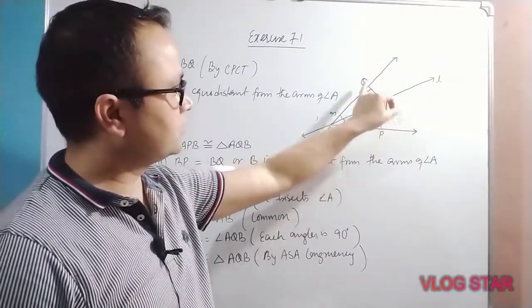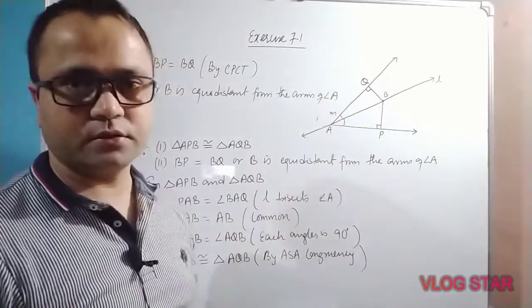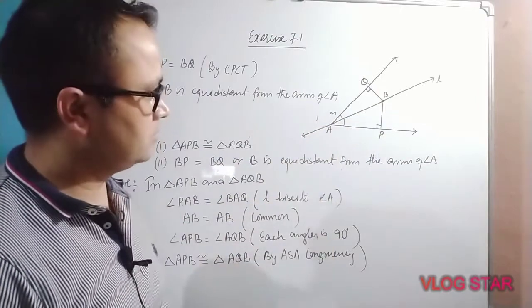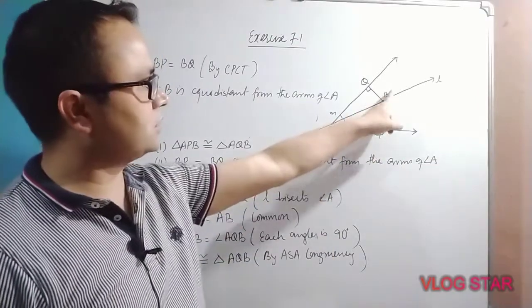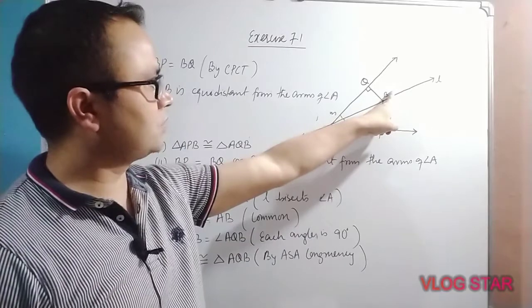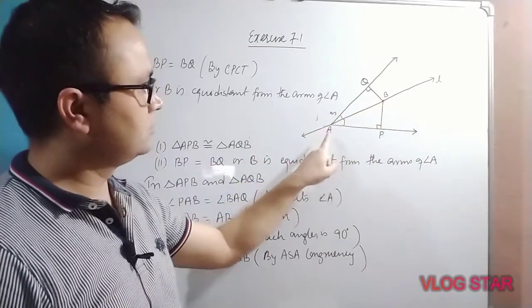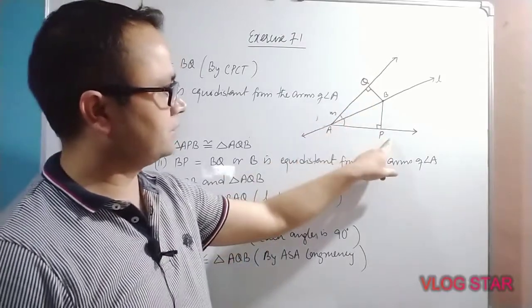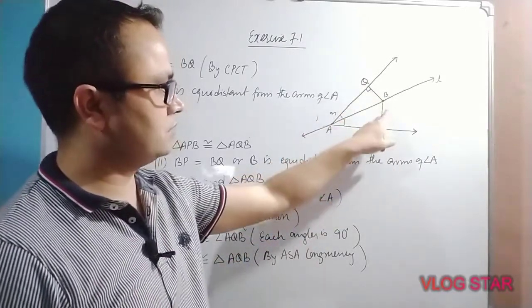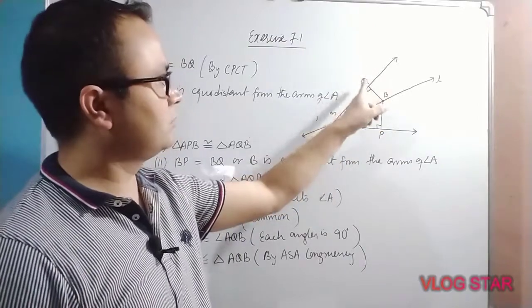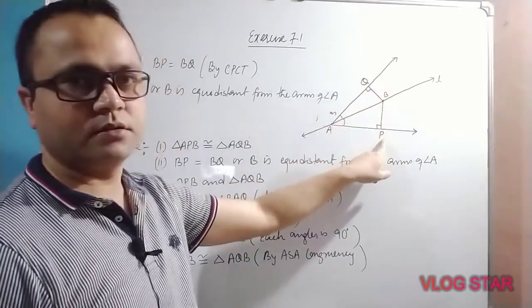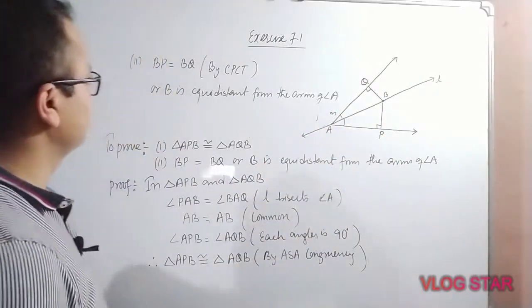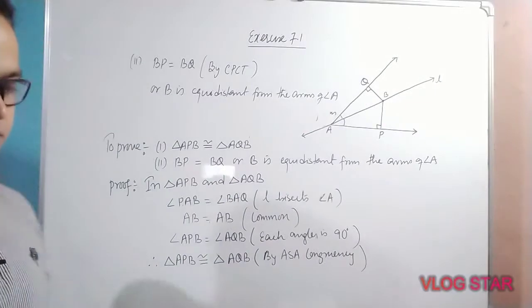If QB equals 2 cm, BP is also 2 cm. That means B is equidistant from the arms of angle A, meaning AQ and AP. B is equidistant from both Q and P. Okay, this is the solution of question number 5.